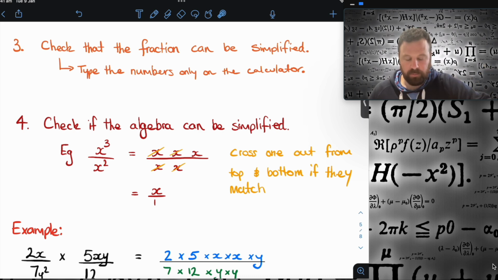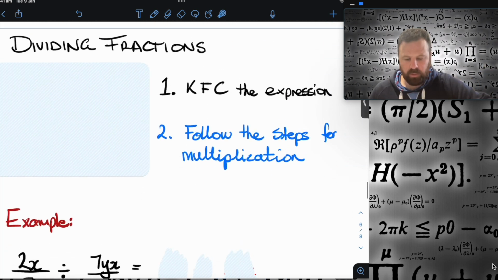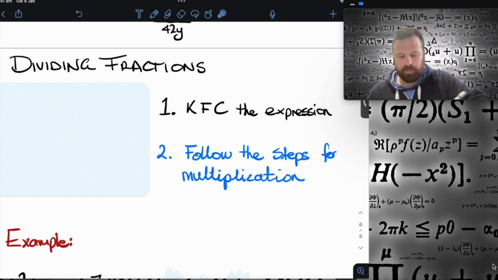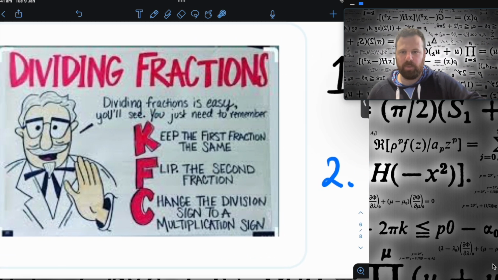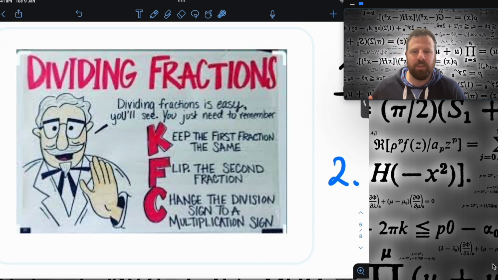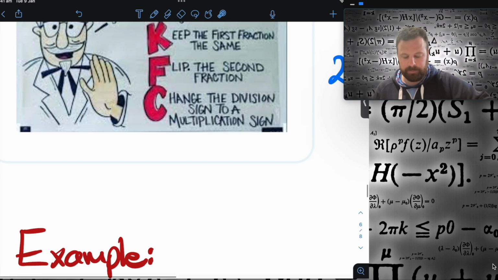So now, moving back. What do I mean by KFC the expression? When we're dividing fractions, you keep the first fraction the same. So there's our K. Our F stands for you flip the second fraction, so you swap the numerators and the denominators around. And finally, C is you change that division sign to a multiplication sign. So let's go ahead and look at that.